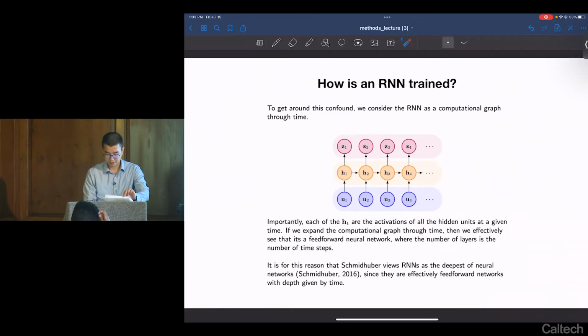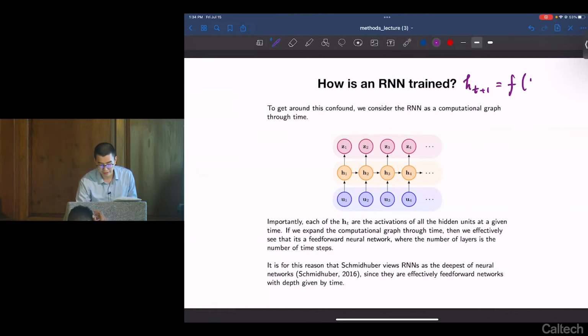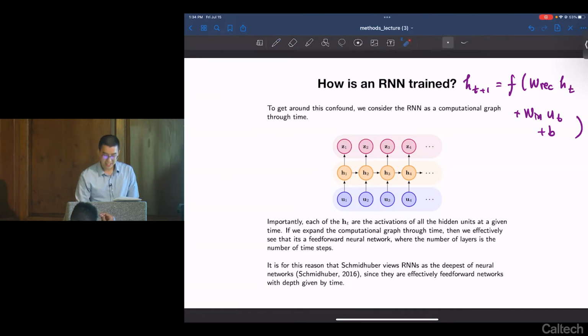So if we were to just consider, for example, the vanilla recurrent neural network equation, that's h of t plus 1 equals f of W recurrent h of t plus W in u of t plus bias. Sorry, this should be h of t, not h of 1. What this tells me is, let's say that t is equal to 1. It tells me that h2 is a function of h1.